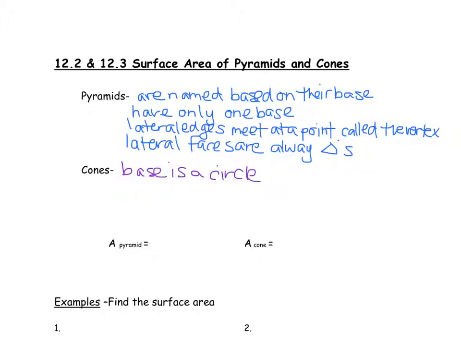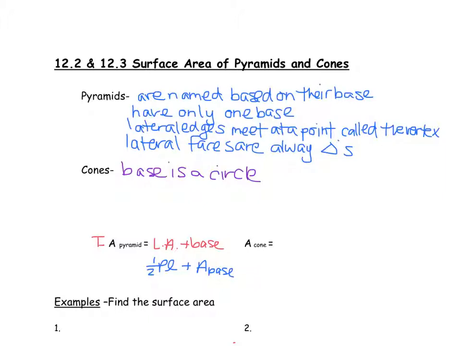Now, when we're finding the areas of these shapes, we're still going to do it like we did on Friday, where we're going to find the area of the base and then what's called the lateral area. So the total area of a pyramid is going to be the area for one base plus the lateral area. Now to find the lateral area for a pyramid or a cone, it's a little bit different. You're going to do the 1/2 perimeter of the base times the slant height.